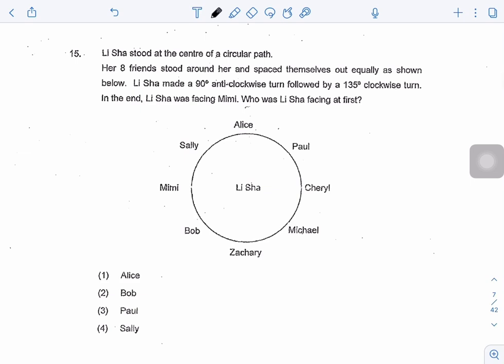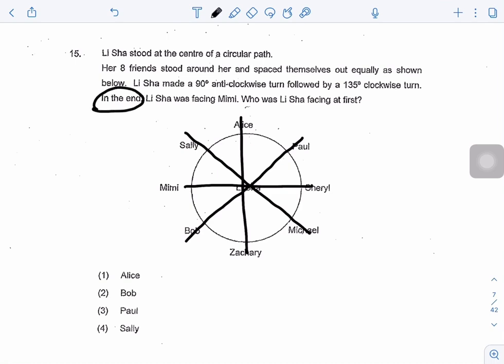Question 15. Lisha stood at the center of a circular path. This is an angles question. Let's divide the thing into 8 parts, okay? Her 8 friends stood around her and spaced themselves out equally as shown below. Lisha made a 90-degree anti-clockwise turn followed by a 135 degrees clockwise turn. In the end, we're working backwards here. She was facing Mimi. Mimi is here. We are going to work backwards.